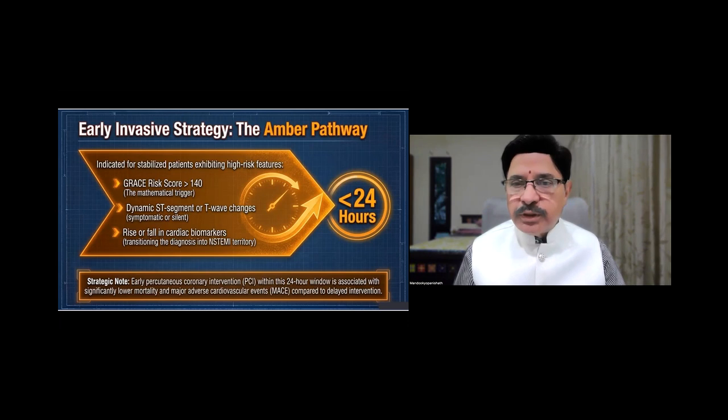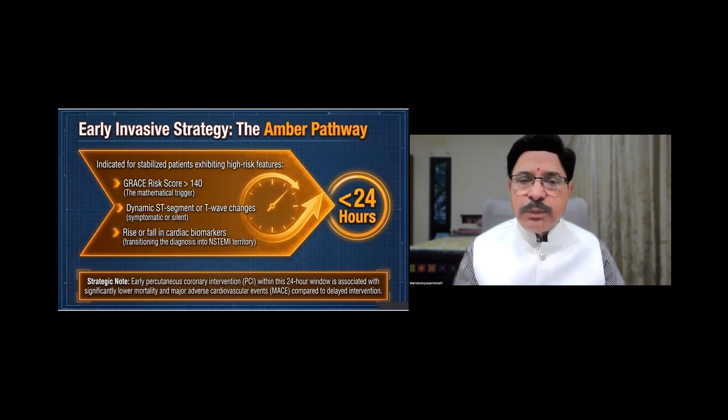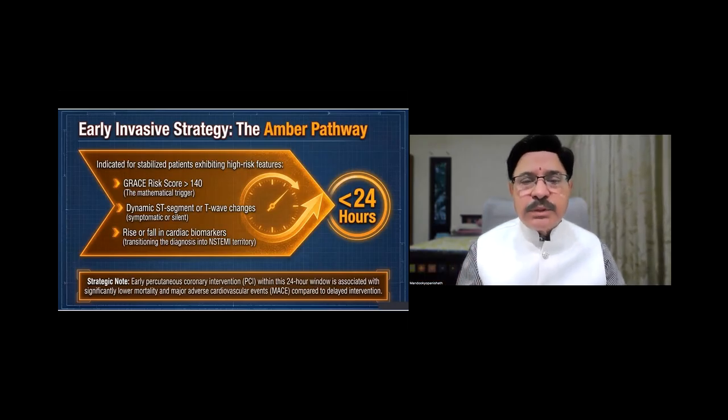Who are these people in the amber pathway? GRACE score more than 140, dynamic ST segment and T wave changes. Patient may be symptomatic, may be silent, rise and fall of the biomarkers. This is the second category.